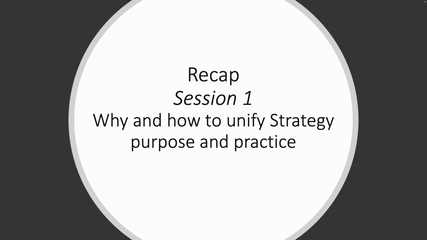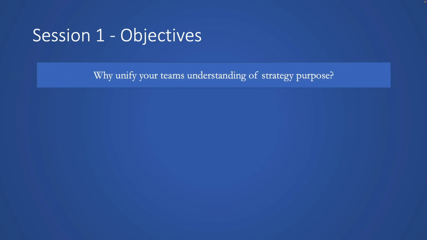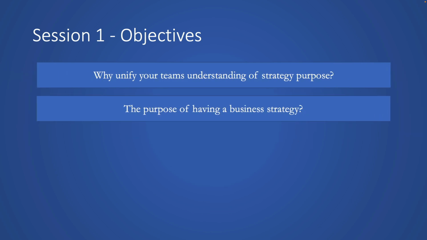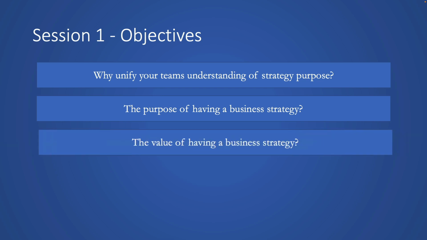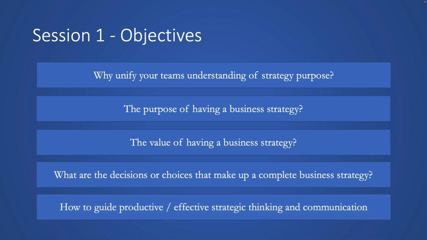Session 1 was about why and how to unify strategy purpose and practice. In that session we asked why unify your team's understanding of strategy purpose, what is the value of that purpose, what decisions or choices make up a complete business strategy and how you can guide productive and effective strategic thinking and communication. We proposed the value of unifying your team's understanding of strategy purpose was to unite them in the mission of fulfilling the agreed and valuable role of strategy in your business.